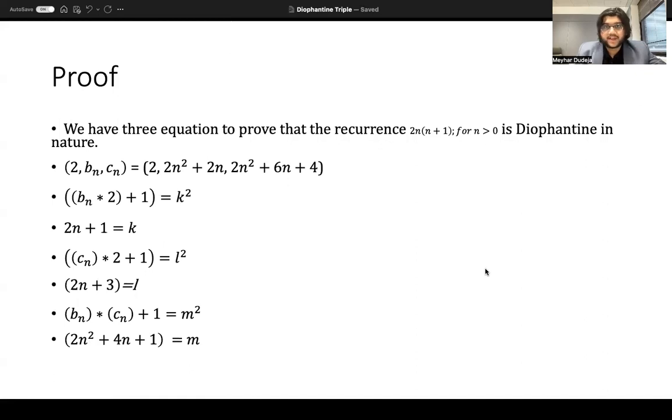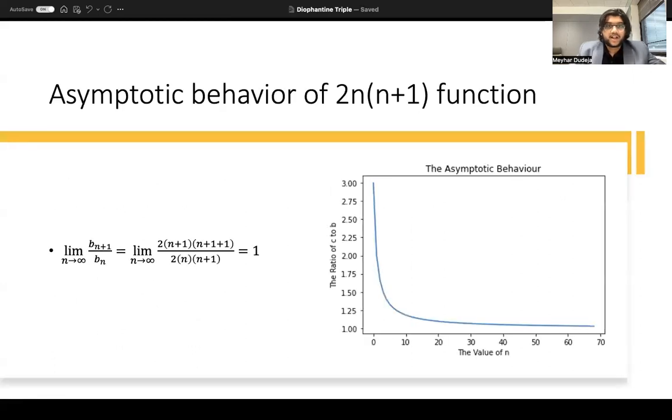Again, we perform the algebra on it to prove that it is a Diophantine triple. You see, they all become perfect squares, with the first one being 2n plus 1, the second one being 2n plus 3, and the third one being 2n squared plus 4n plus 1. Now, the second recurrence series also has the same asymptotic behavior as the previous one. It tends to 1, as you can see in the graph.